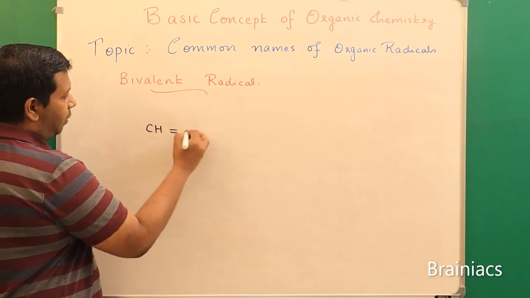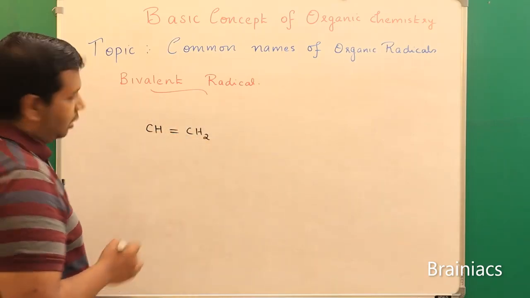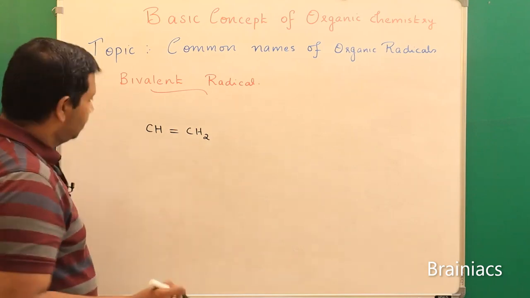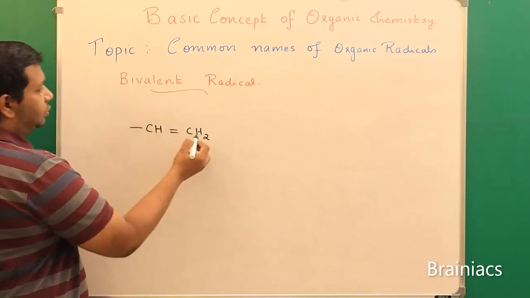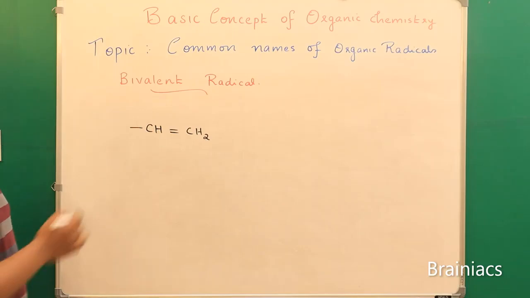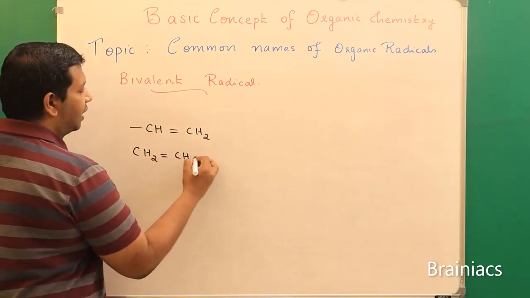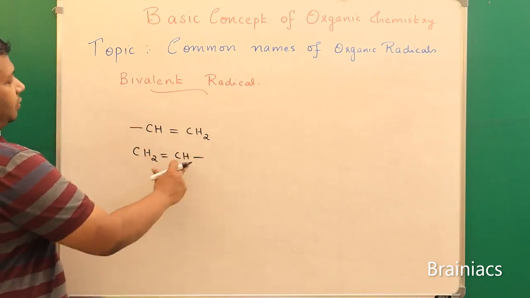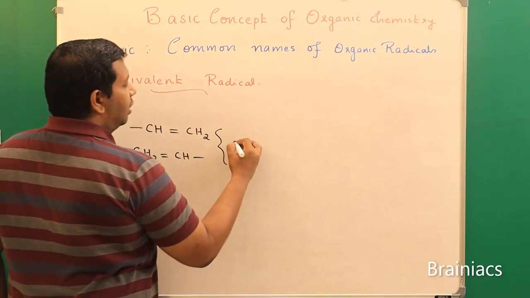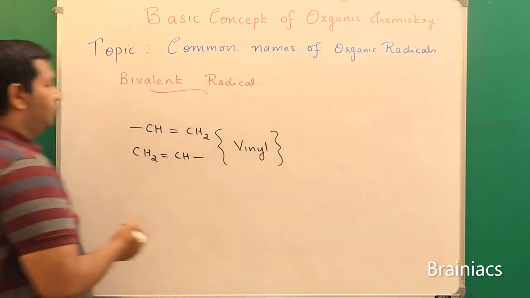CH2 double bond CH hyphen, like this. So what is the name of this radical? Sometimes they will draw it like this also. This we will see in the chapter alkyl halides. CH2 double bond CH. So one valency is free. So this radical is called, please learn that, vinyl. You need to remember vinyl.